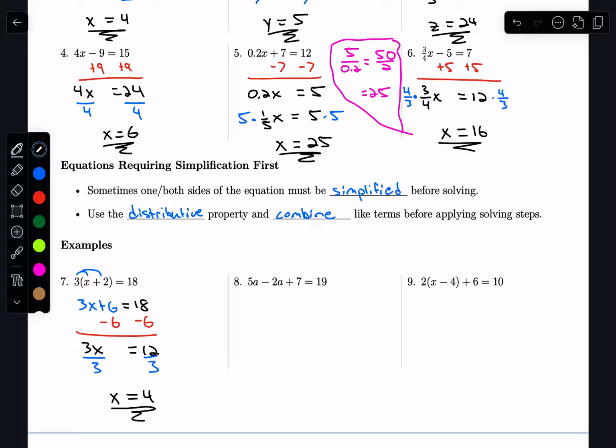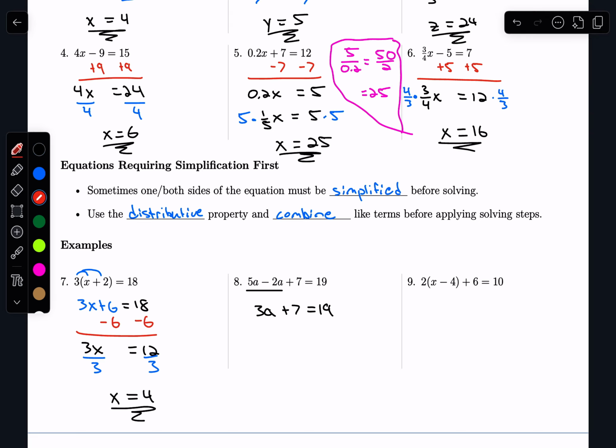Number 8, we actually don't have to distribute. We just have to combine like terms. We have 5a minus 2a plus 7 is equal to 19. All I'm going to do is combine the 5a and the negative 2a to give me 3a. So I have 3a plus 7 equals 19.